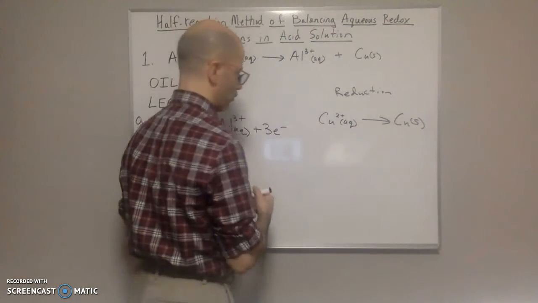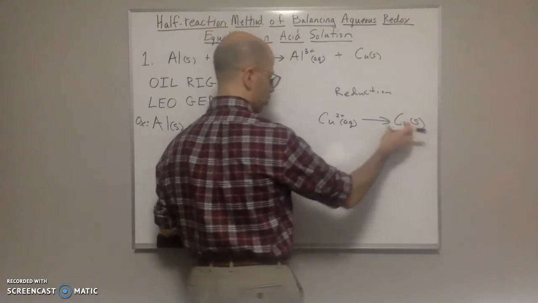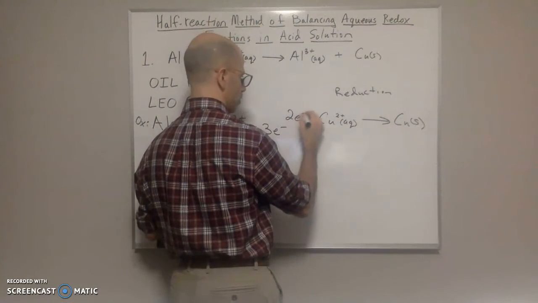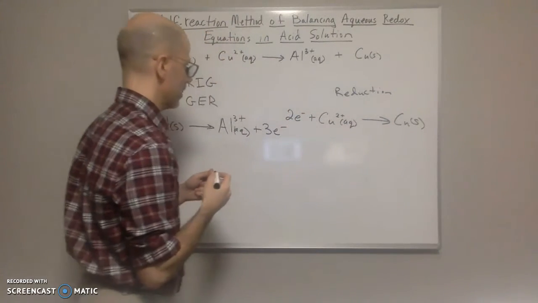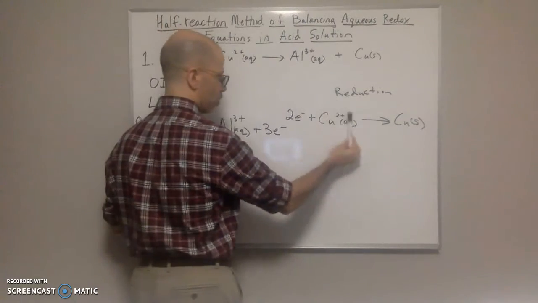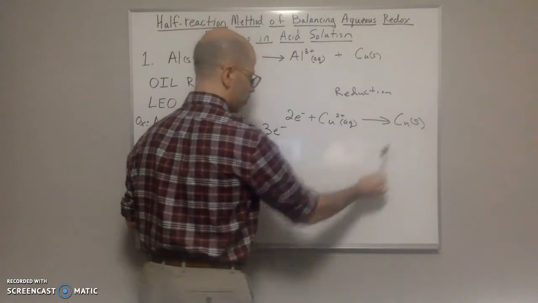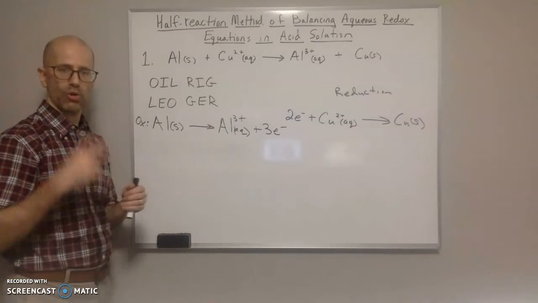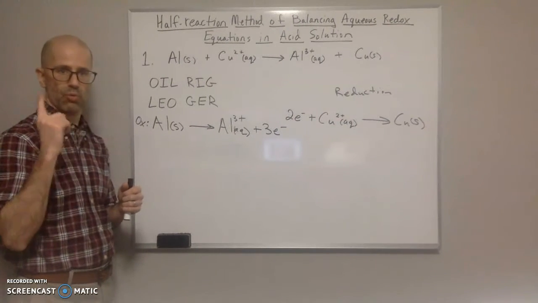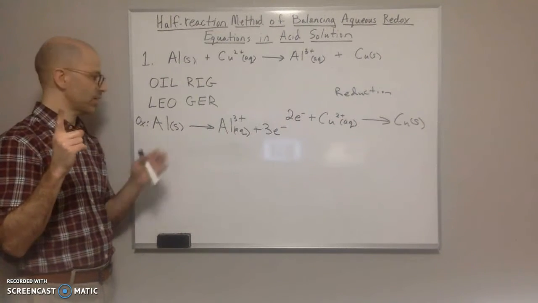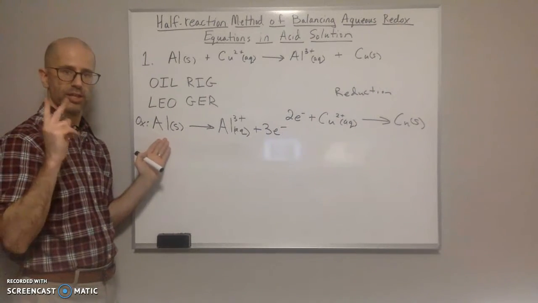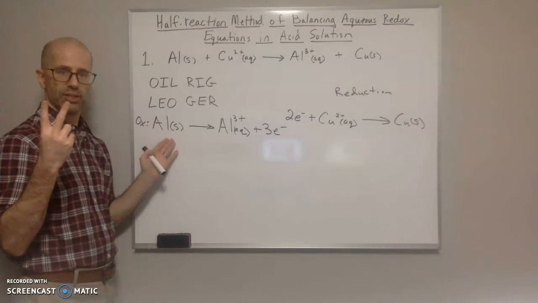I do the same thing over here. So here I have 0, here I have a 2+, so I'm going to have to add 2 electrons on this side. So now this is 0 charge on this side, and this is 0 charge on this side. So now the charge is balanced. So again, those are the 2 things you want to do. One, balance the number of atoms on both sides, and then two, balance the charge.